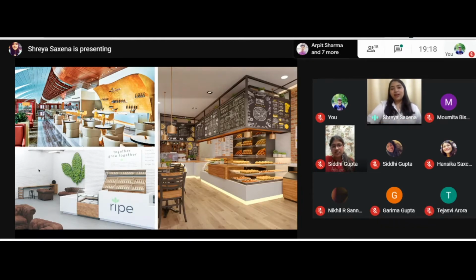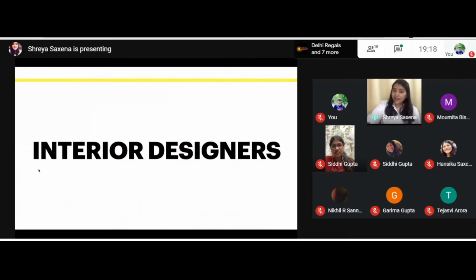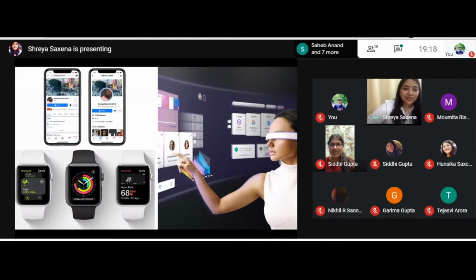So all these things are taken care of by interior designers. They are also known as environment or gallery curation artists. Mostly they are working with architectural firms, or they are also working with museums and art galleries to curate the experience of the user related to the art that is being displayed over there. And I think everybody must be knowing this.